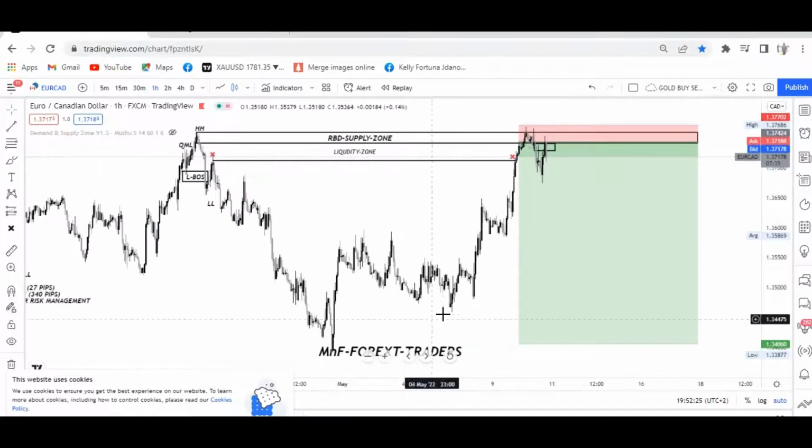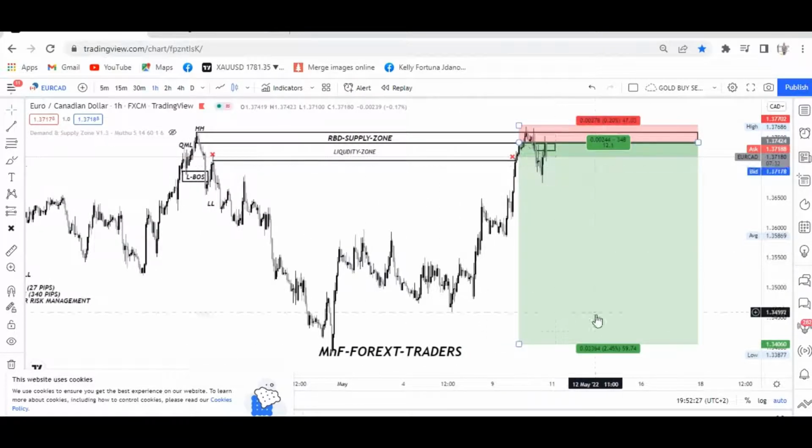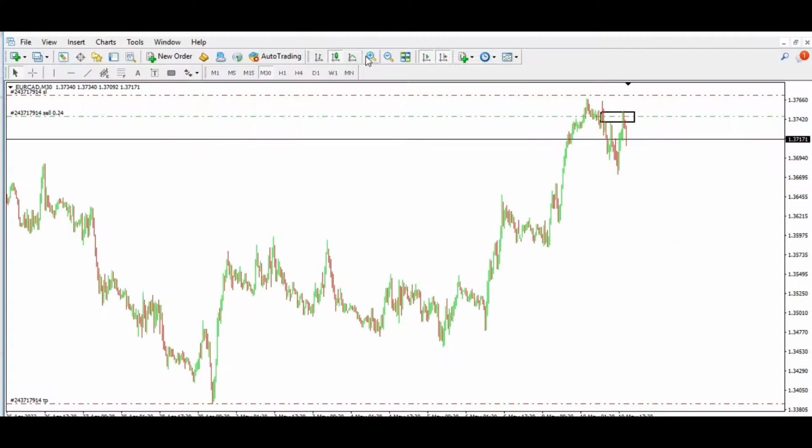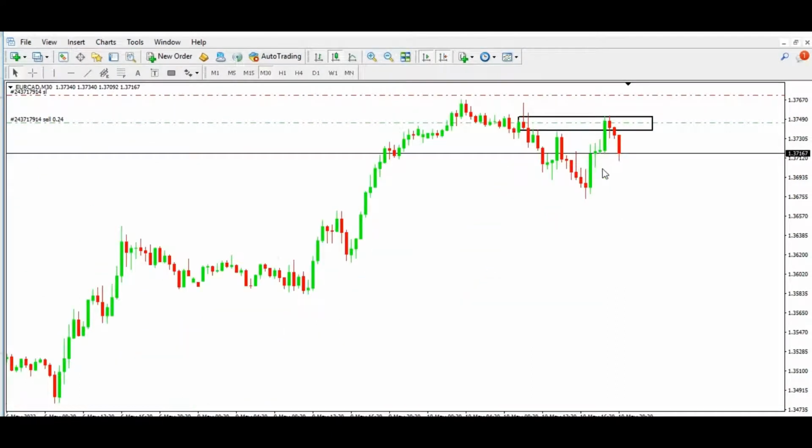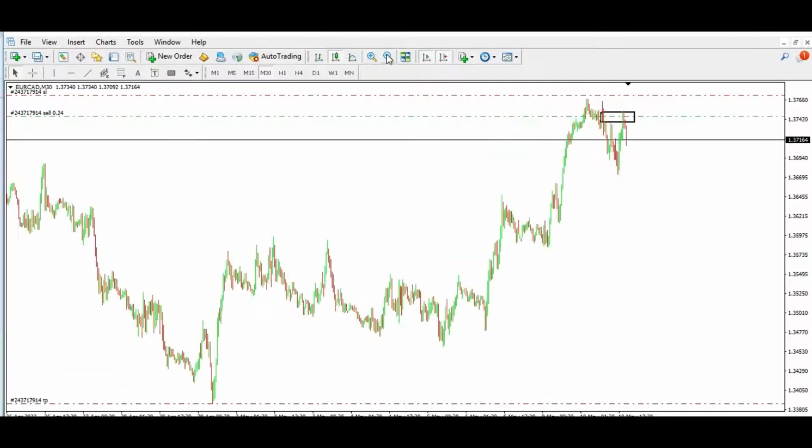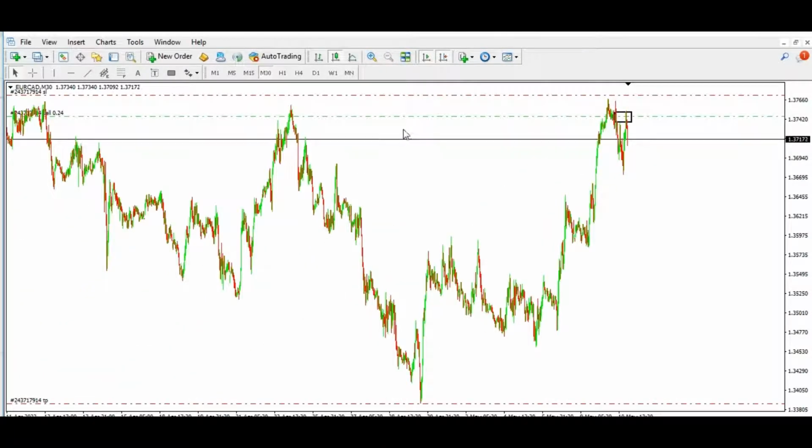We see what happens. We see if we can break this low which was created here. We see if we can break to this level right there. So yeah, I think that's all for now. I'll come back with an update, guys.